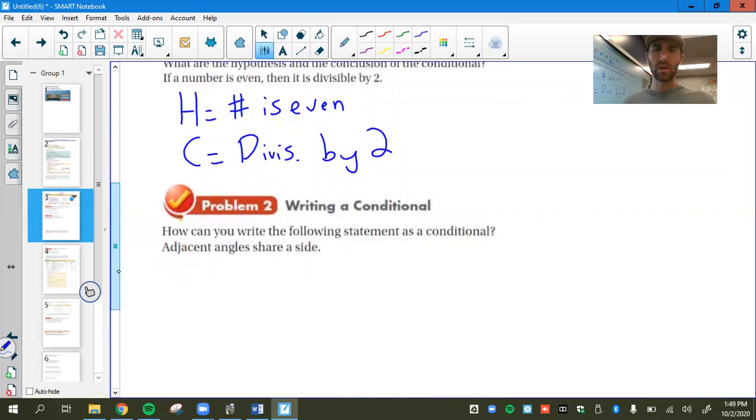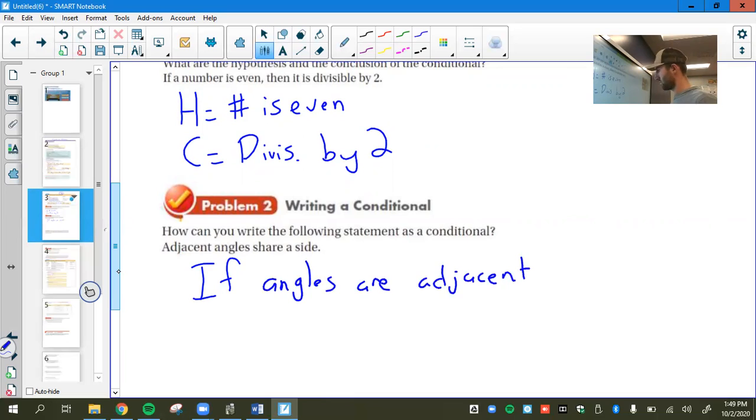Okay. Now let's practice writing the conditional statement. So how can you write the following statement as a conditional? Well, adjacent angles share a side. If, so we start every conditional, if angles are adjacent, then what? If angles are adjacent, then they share a side.